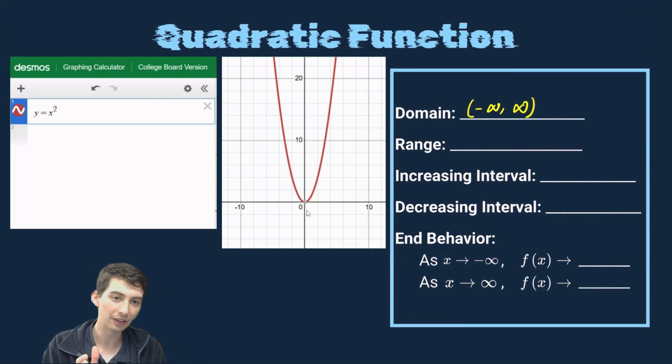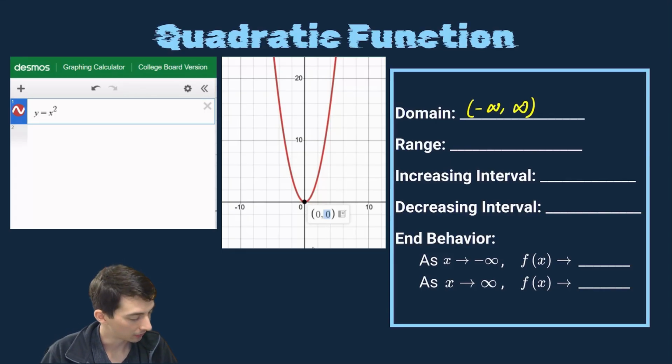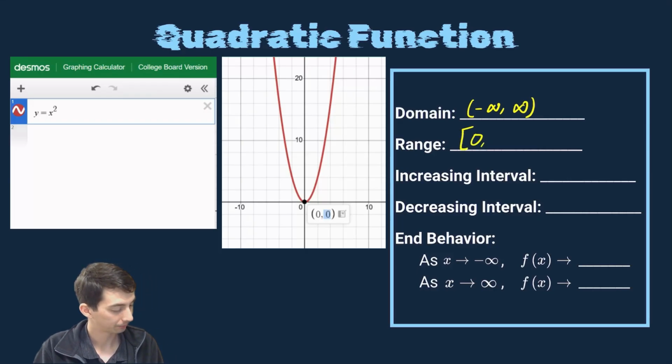Again, my range, I do have a lowest point. Again, it's at 0, 0. The y value there is 0. There is a closed circle, so I'm going to use a bracket. Then I'm going to go up to positive infinity afterwards.